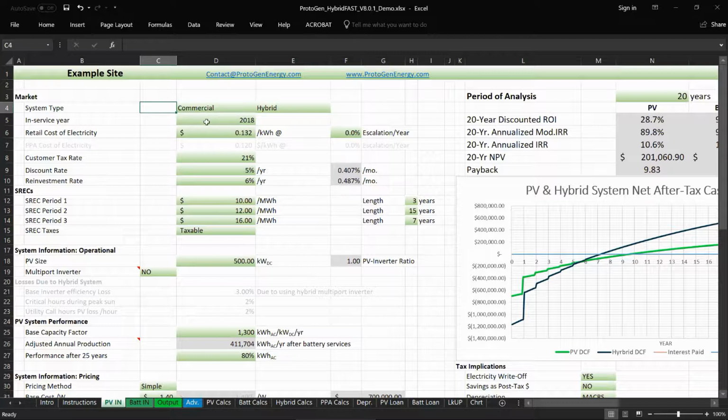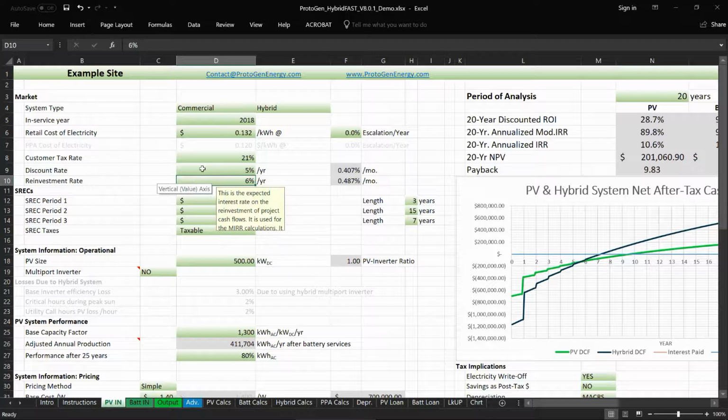Also, this is where you say what year the system will be installed, primarily for the sake of rebates that are time sensitive. This is also where you put in the retail cost of electricity, if you have an escalator, what the customer's tax rate is, and then the discount rate and the reinvestment rate, which are utilized for the ROI and the internal rate of return calculations, as well as net present value.